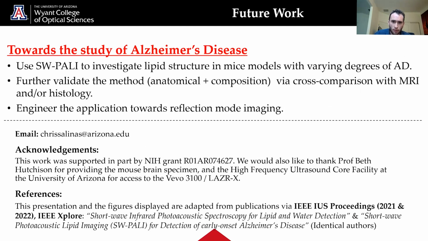For future work, we do want to investigate the lipid structure in mice models with varying degrees of Alzheimer's disease. We do want to do a lot of further validation for our method, anatomical and compositional. We want to take images with an MRI machine and compare what the gray matter and white matter distributions look like there, and compare that to what our algorithm is predicting. Particularly with the atrophy of the brain, when we think about Alzheimer's, like I said in the introduction, we think of atrophy. If what we're seeing is more or less similar, that would be a great comparison, again, cross comparison with MRI and/or histology.